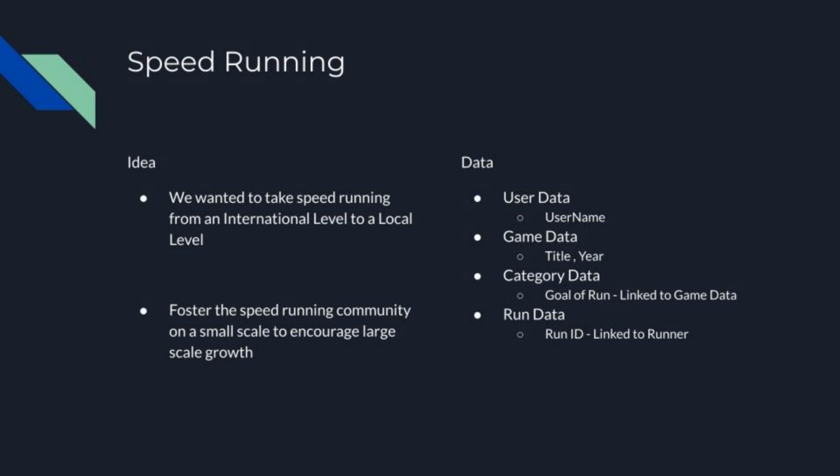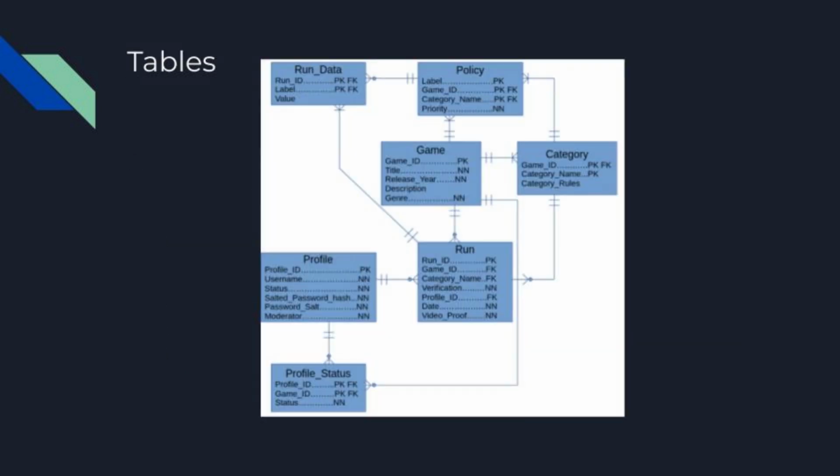The data that we use is pretty standard. We have user data, like a username and user ID, and game data, such as the title of the video game and the year. We also have categories that are linked directly to each game, and each game can have multiple categories. And then the run data, which is linked to a runner, and the data that goes with the run, such as the time and all that kind of stuff. We have 7 tables.